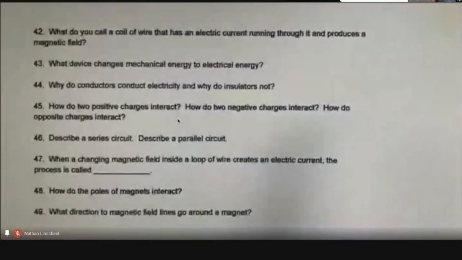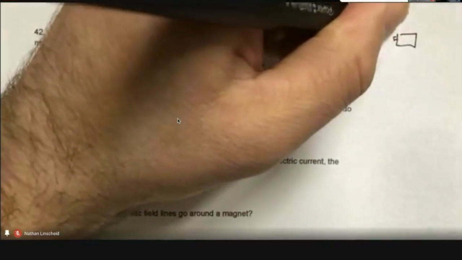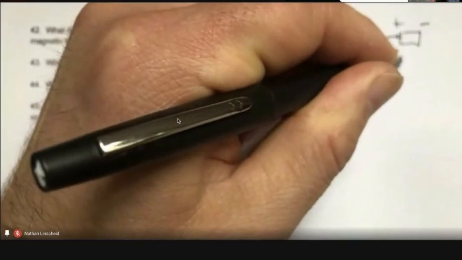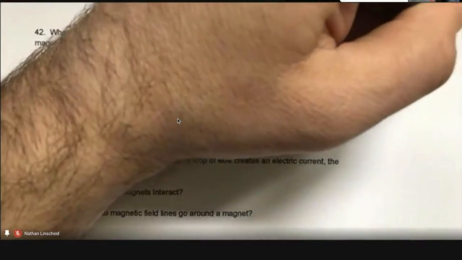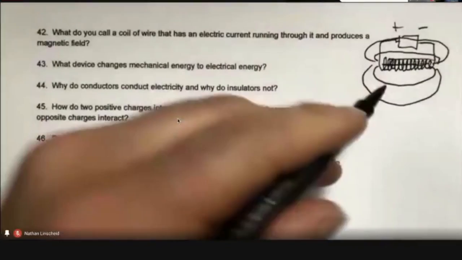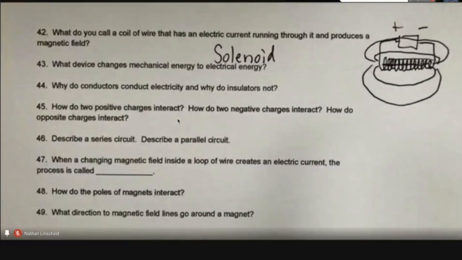All right, what do you call a coil of wire that has an electric current running through it and produces a magnetic field? So if I had a battery here, okay, and I had a plus and a minus end, and then I took a wire and I made a coil of wire. When I connected that, I would end up with a magnetic field running through that coil. And that coil is called a solenoid or an electromagnet.